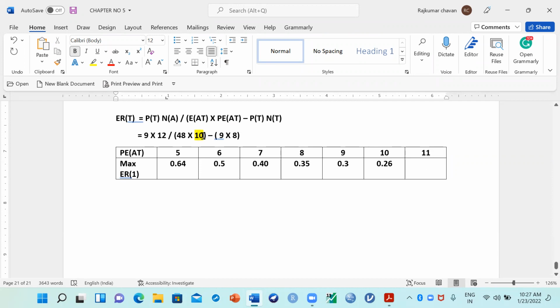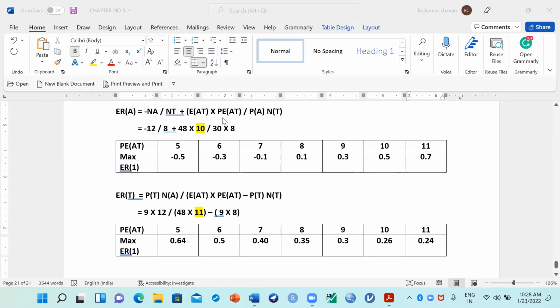Okay. If you replace 10 with 11, then how much will you get? I am replacing 10 with 11, then it will be 0.24. Done?